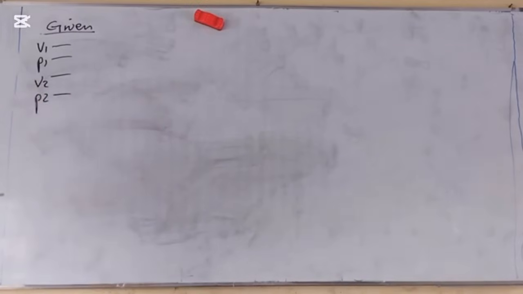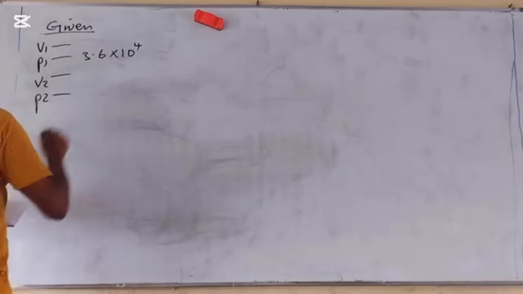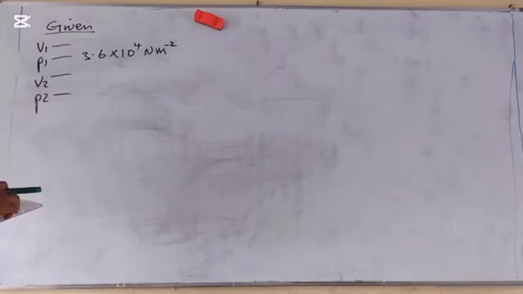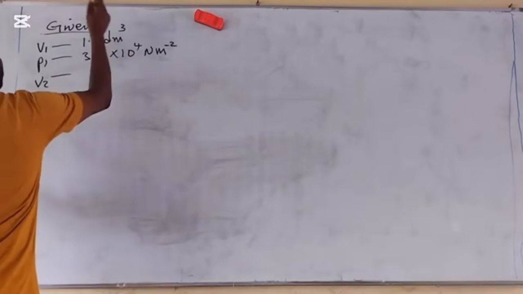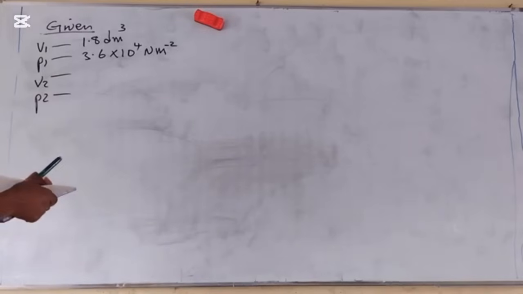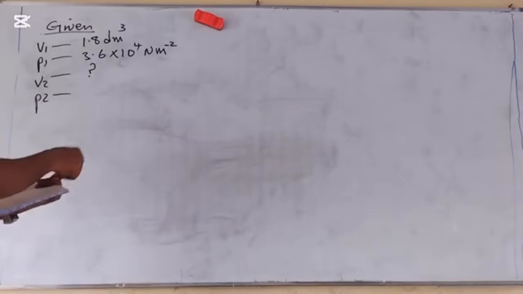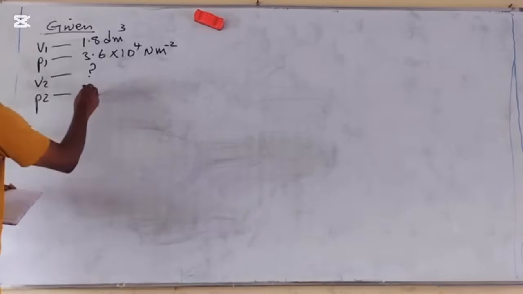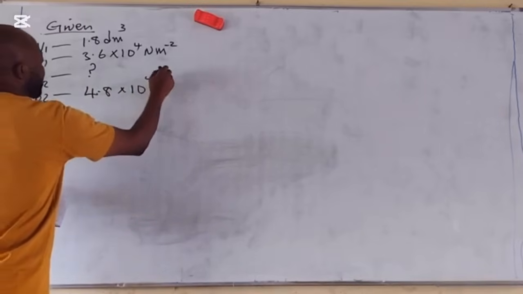Now, a given mass of gas at 55 degrees Celsius has a pressure of 3.6 P1, 3.6 times 10 raised to the power 4 Newton per meter square, and occupies a volume of 1.8 dm cube. V1 is 1.8 dm cube. What volume will it occupy, the V2, if its pressure is increased to 4.8 times 10 raised to the power 4 Newton per meter square?